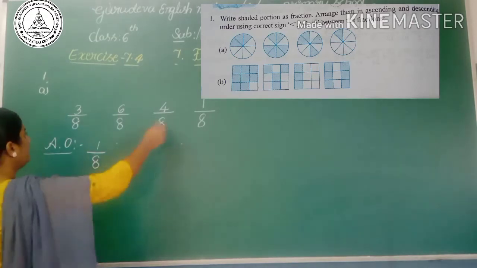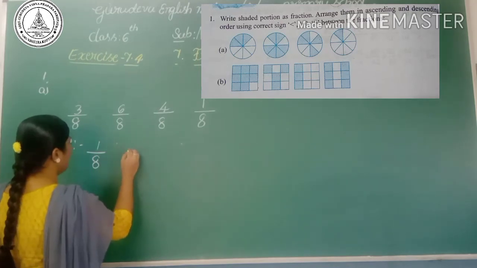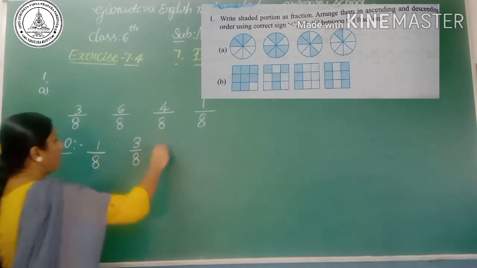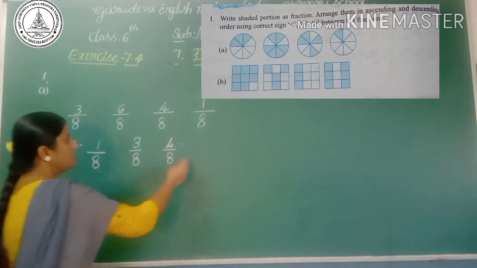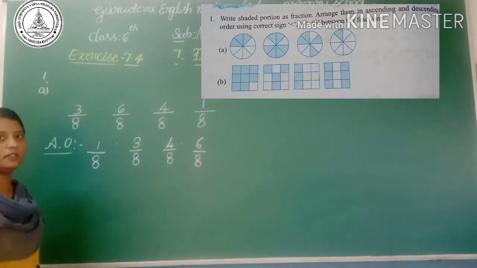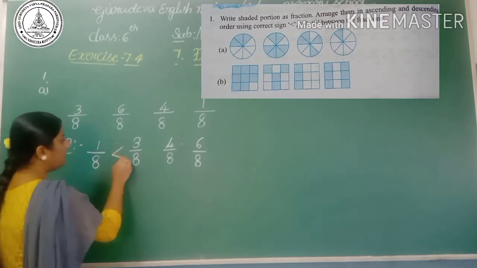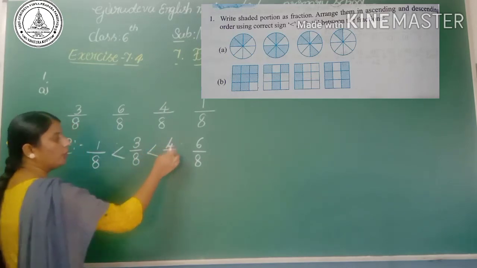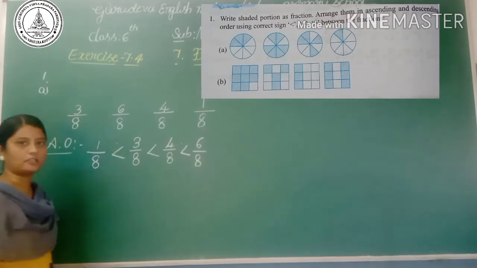The next one after that is 3 by 8. The next is 4 by 8. The next is 6 by 8. So in between these fractions we have to use the symbols. So 1 by 8 is less than 3 by 8, and 3 by 8 is less than 4 by 8. 4 by 8 is less than 6 by 8.